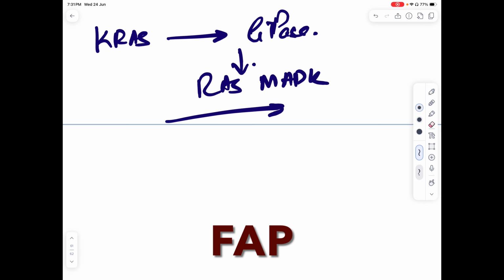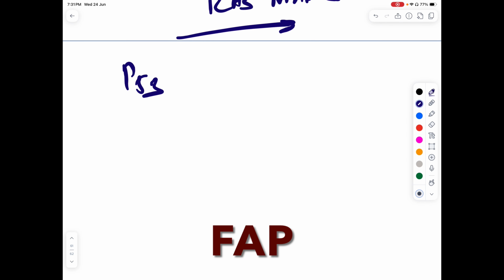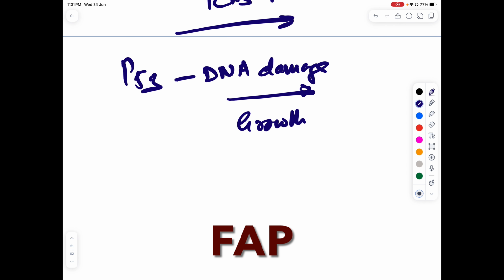P53 is again a tumor suppressor gene that senses DNA damage and leads to apoptosis, growth arrest at G1. So that leads to arrest of growth at the G1 phase, or DNA repair, or apoptosis.